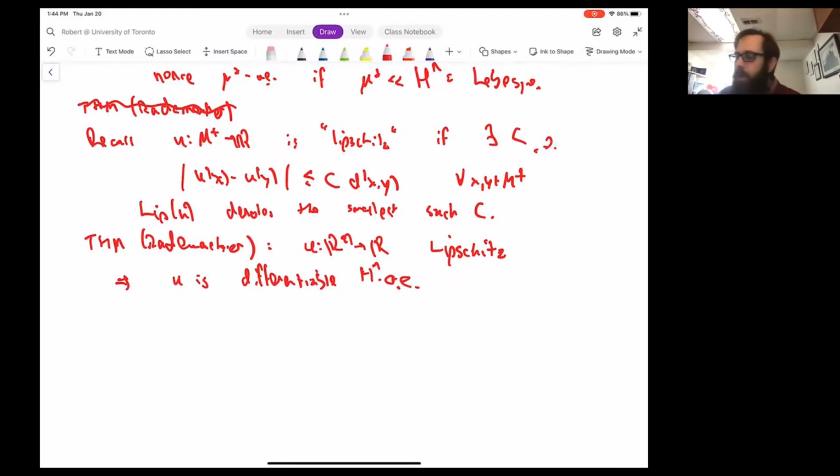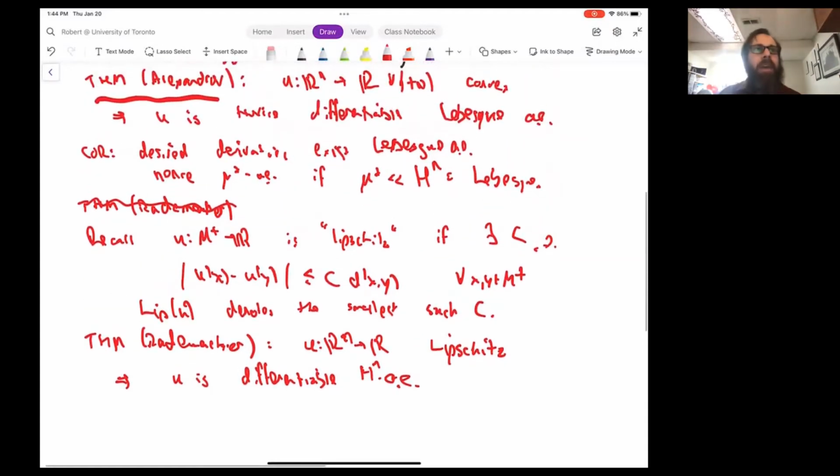And so basically what I wanted to motivate is that you can understand Alexandrov's theorem about second differentiability of convex functions as a consequence of Rademacher's theorem. There's a clever geometrical construction that allows you to do this, but I should be careful what I mean by twice differentiable.